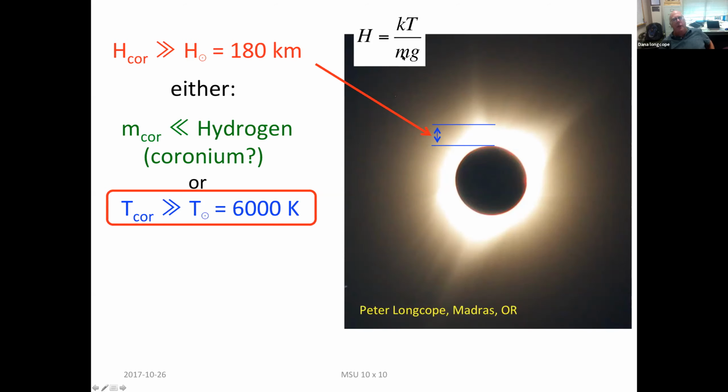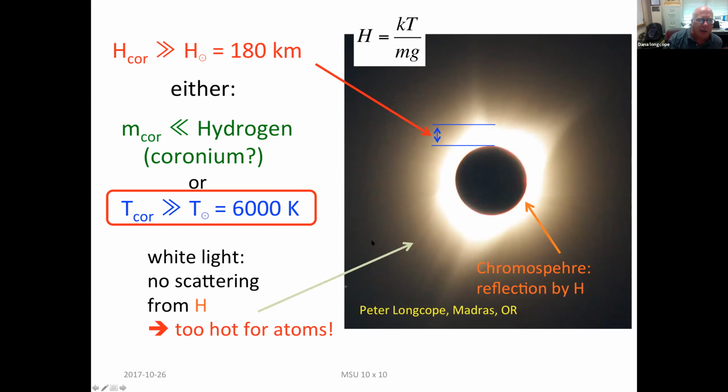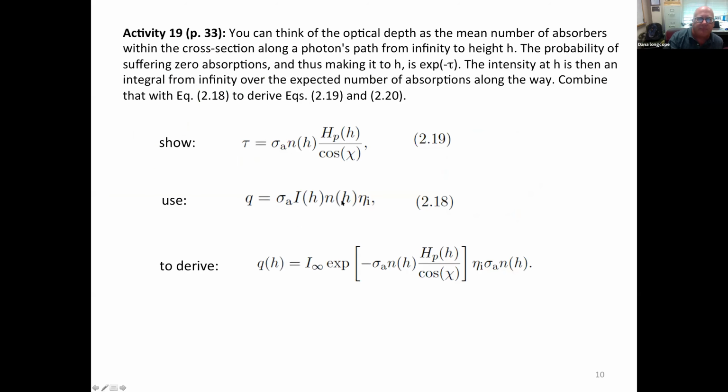They didn't know atomic structure. They couldn't solve Schrodinger's equation because it didn't exist. So they had no idea whether it was just a much lighter stuff or it was a hotter temperature. But we now know that it's the higher temperature and that this is really made out of the same stuff, really. All right.